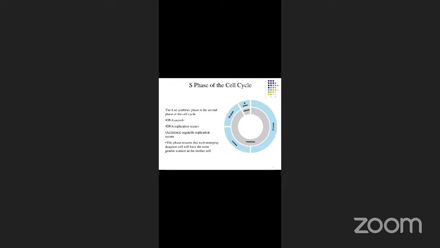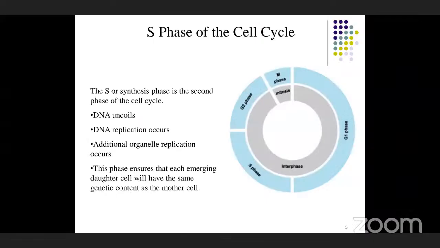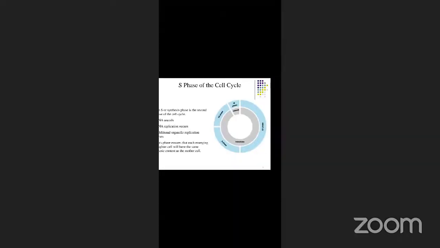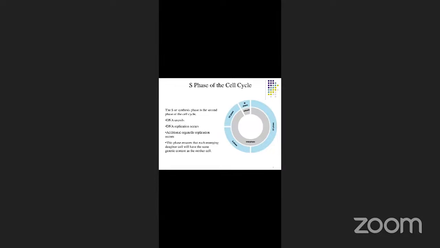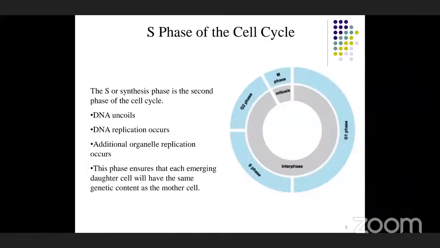So this cell cycle is seen in the eukaryotes. Yeah, sorry, ignore that. The cell cycle takes place in the eukaryotes, and here the DNA replication actually takes place, whereas in prokaryotes, the replication usually takes place just before the cell division. Okay. So in the S phase, the DNA uncoils.